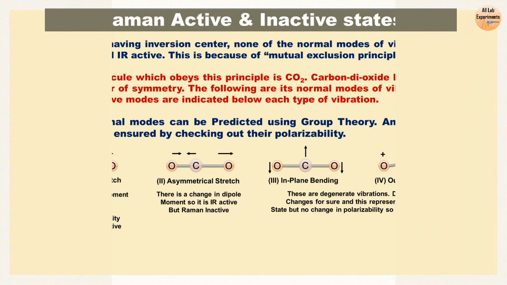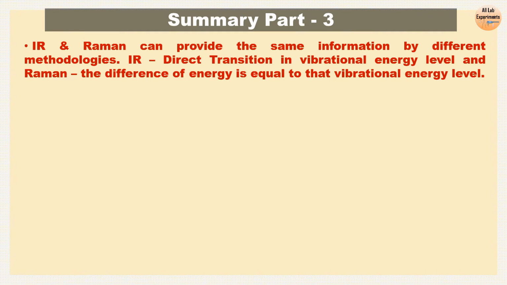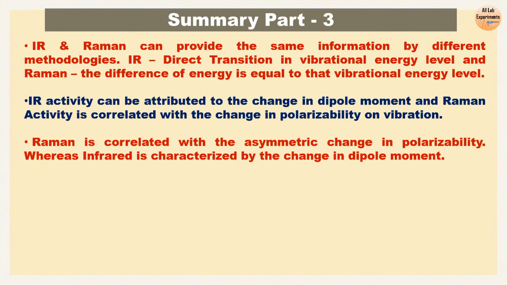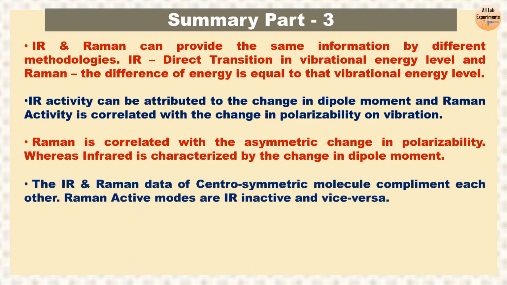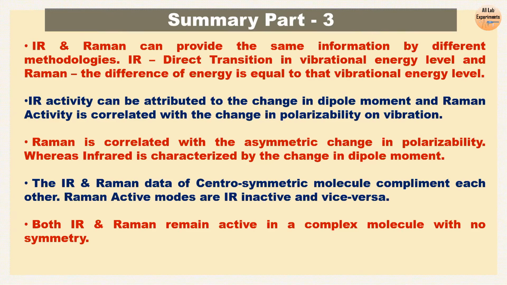In summary of this part, we have come to the conclusion that IR and Raman can provide the same information by different methodologies. IR is correlated with the change in dipole moment, and Raman activity is correlated with the change in polarizability. In clear words, Raman is correlated with the change in polarizability, whereas IR is characterized by the change in dipole moment. The IR and Raman data of centrosymmetric molecules complement each other: if Raman is active, then IR is inactive, and vice versa. And in complex molecules, both IR and Raman show their activity.